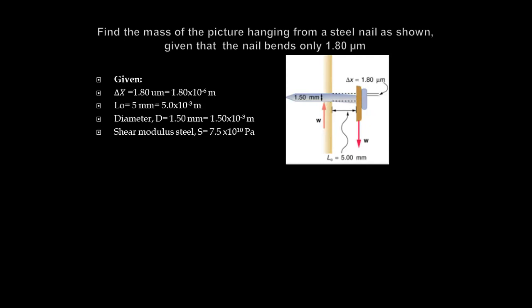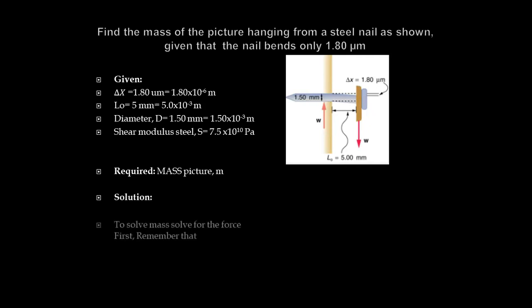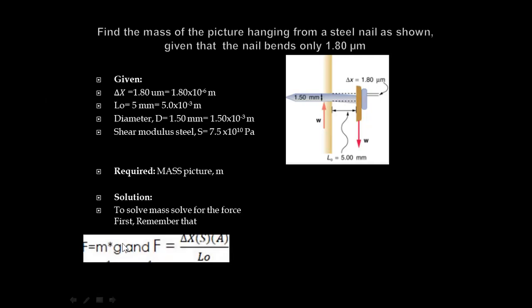The shear modulus of the steel is equal to 7.5 times 10 raised to 10 pascals. Now we are required to determine the mass of the picture as m. As we proceed with our solution, to solve for mass, solve the force first. Remember that force is equal to mass times gravity, and force from the shear modulus equation or shear deformation equation.